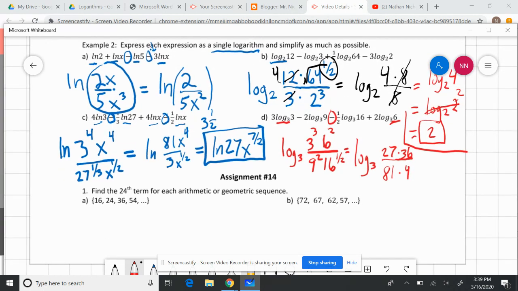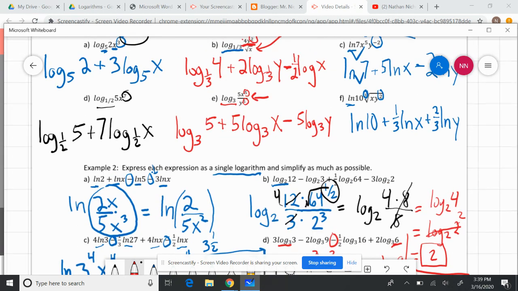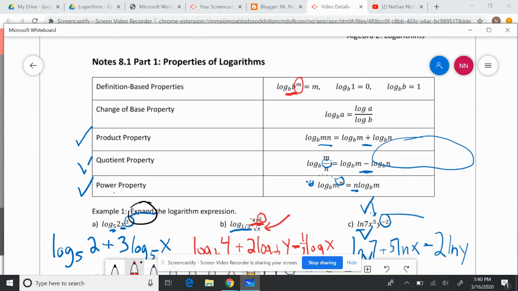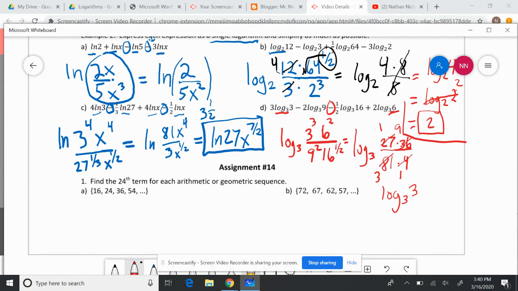So now we're going to continue to simplify this. We know that with 27 and 81, this becomes a 1 and this becomes a 3. With 36, if we divide it, this becomes a 1 and this becomes a 9. 9 divided by 3 is 3. So we have log base 3 of 3. And if you remember from the first set of notes, whenever the base and the argument are the same, it's always going to equal 1. So looking back up here, we see the bases are the same, so our answer is 1.